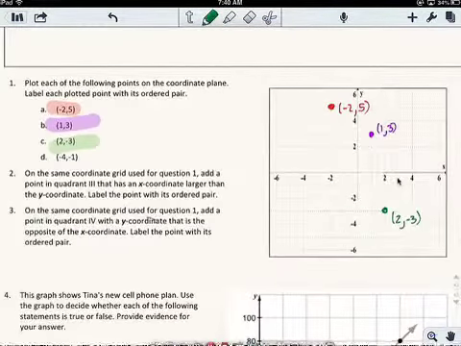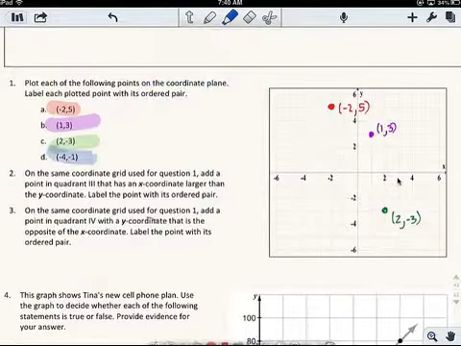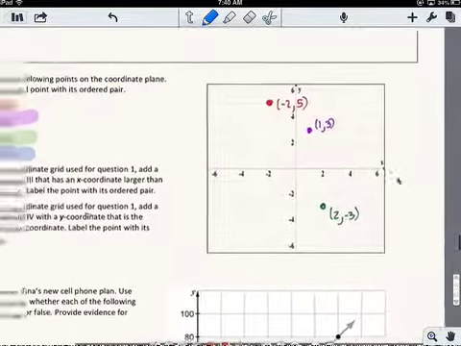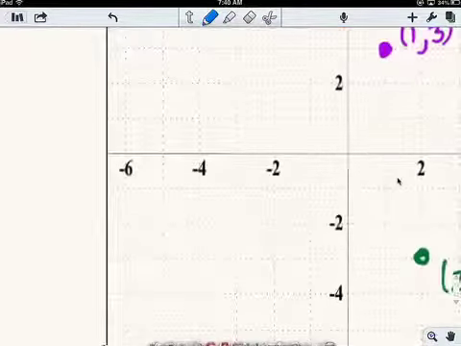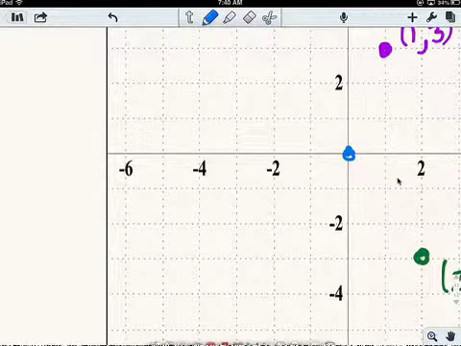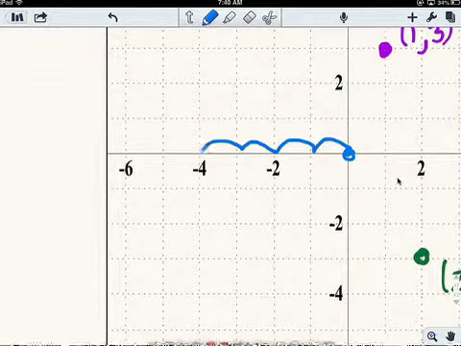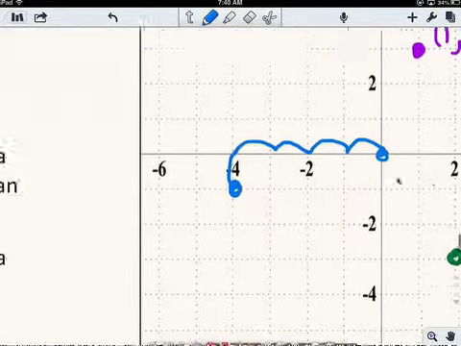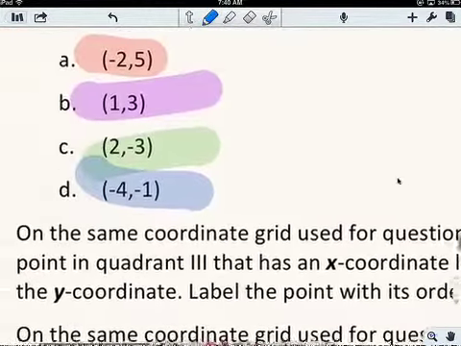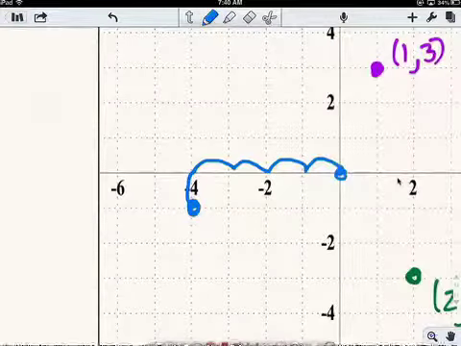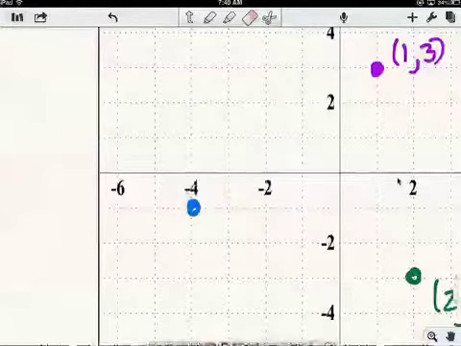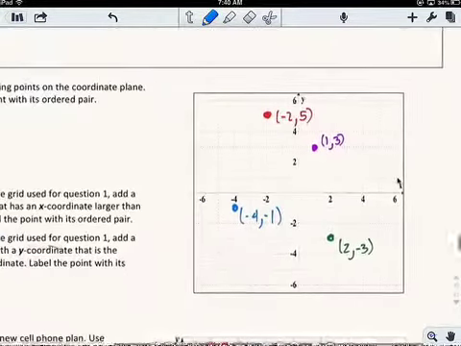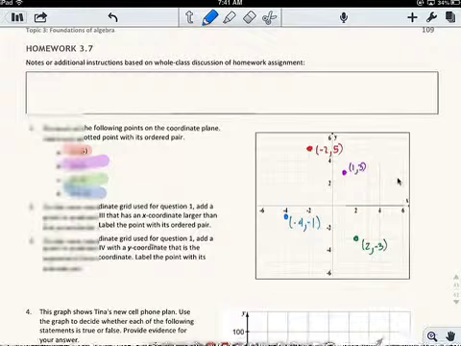And so the last point that we have to plot here we'll do in blue, -4, -1. So from the origin, I'm going to go -4, 1, 2, 3, 4. That's left 4. And then -1 is down 1. It was -1, wasn't it? Just double check. -4, -1. And so I've got my coordinates plotted, and this is -4, -1. And I think we're in good shape.